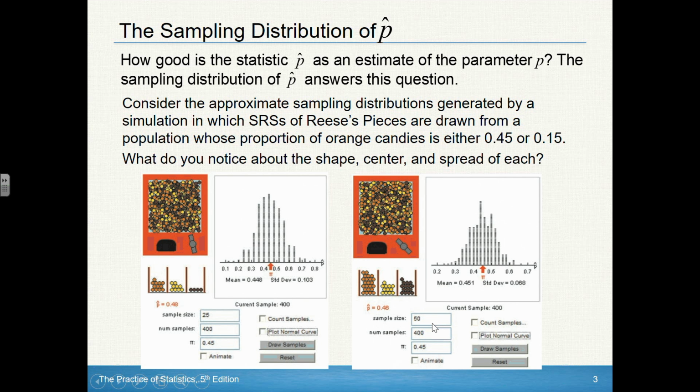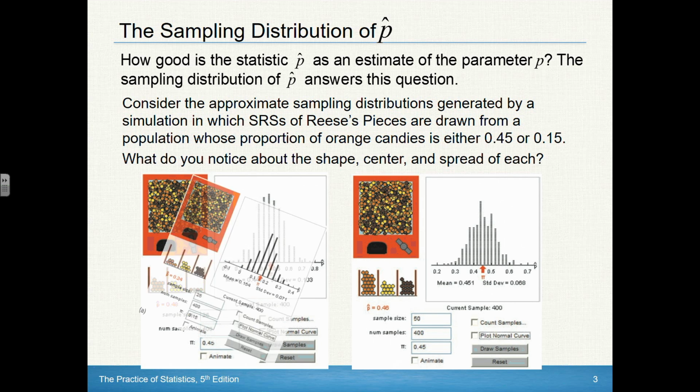If you can't see that, take a look at the scale. The scale is different; it's more zoomed in on the one on the right. You could also look at the standard deviation. On the left side, when sample size is 25, the standard deviation was 0.103. When the sample size goes up to 50, the standard deviation goes down to 0.068. That's important to note, again emphasizing the idea that when the sample size goes up, standard deviation goes down.